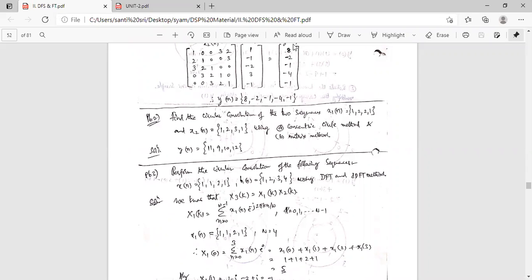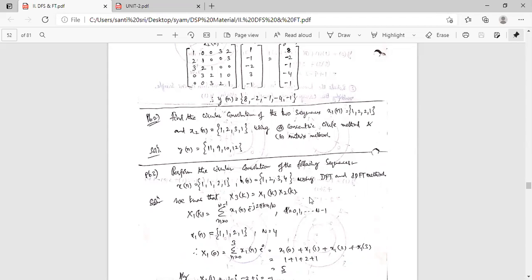For doing the discrete Fourier transform and inverse discrete Fourier transform, we have the formulas. What is the formula for doing the discrete Fourier transform? That is x of k is equal to sigma n equal to 0 to N minus 1 x of n into e power minus j 2 pi k n by N, where k is varying from 0 to N minus 1. Okay, so this is the formula for the discrete Fourier transform.